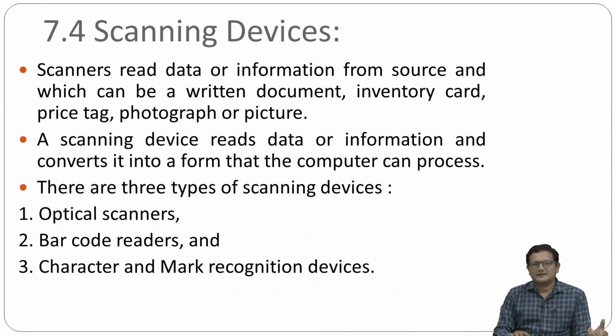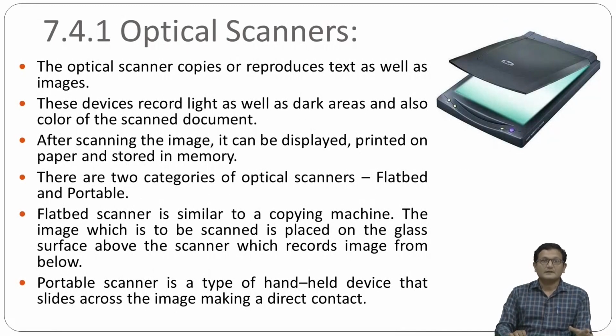Now there are three types of scanners. One is called optical scanner, second is barcode reader, third is character and mark recognition devices. So here for different purposes we are using different types of scanning devices. The first one is called an optical scanner.